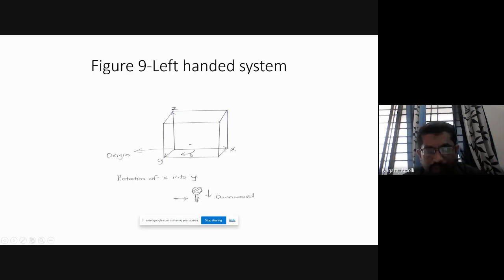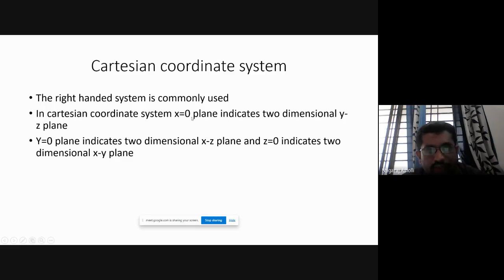So like this, x equal to 0 indicates the two-dimensional yz plane. We get only two-dimensional planes. Then y is equal to 0 forms the two-dimensional xz plane, and z equal to 0 indicates the two-dimensional xy plane. Okay.